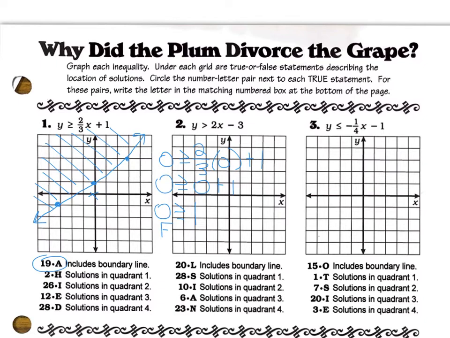The next thing we need to look at, are there solutions in quadrant 1? Well, here's quadrant 1. Did I shade anything in quadrant 1? I did, right? Right there is in quadrant 1. So that's true. Are there solutions in quadrant 2? Here's quadrant 2. I have shading over there. So there are solutions in quadrant 2.